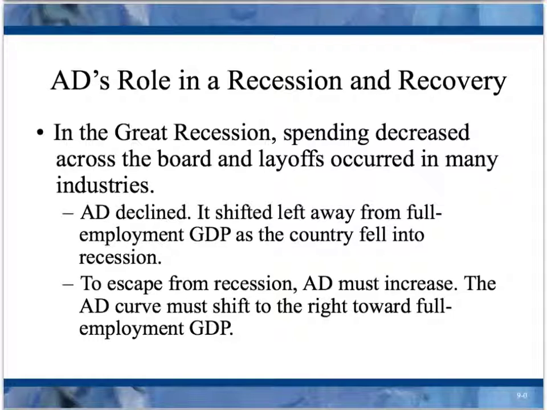So, in general, the US economy is in recession. Spending decreased across the board and layoffs occurred in many industries. So, what happened? Aggregate demand declined. It shifted left away from full employment GDP as the country fell into recession. To escape from recession, aggregate demand must increase. The aggregate demand curve must shift to the right toward full employment GDP. To make it simpler, you may think of aggregate demand as the total spending inside the economy. That will help you understand the concept of aggregate demand when you connect it to recessions.